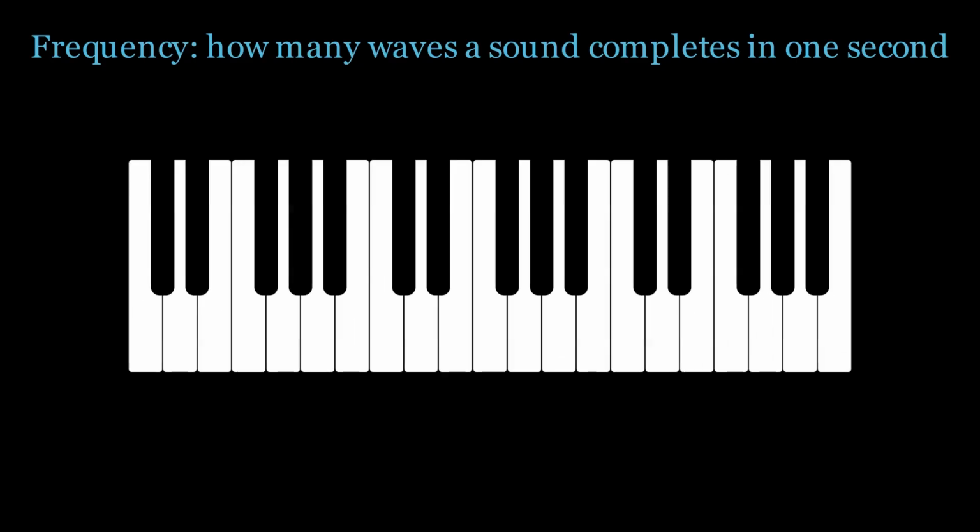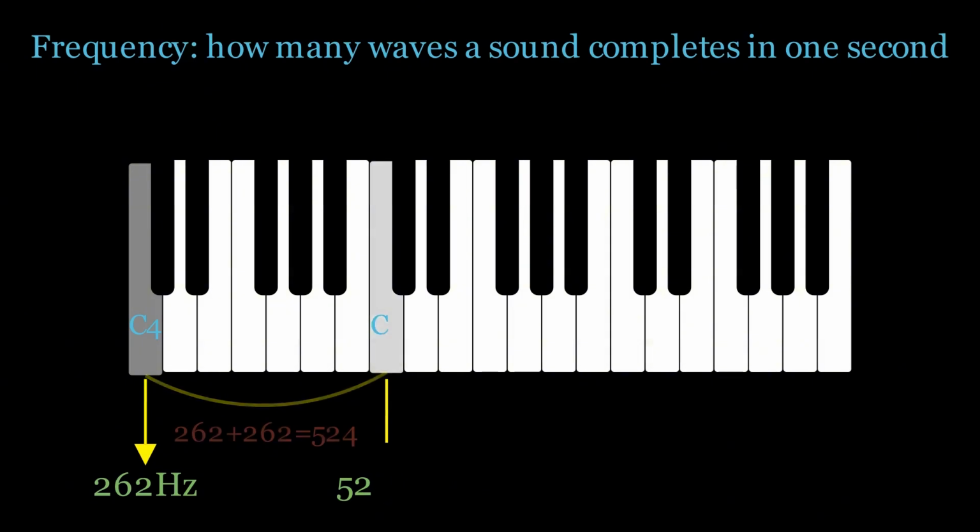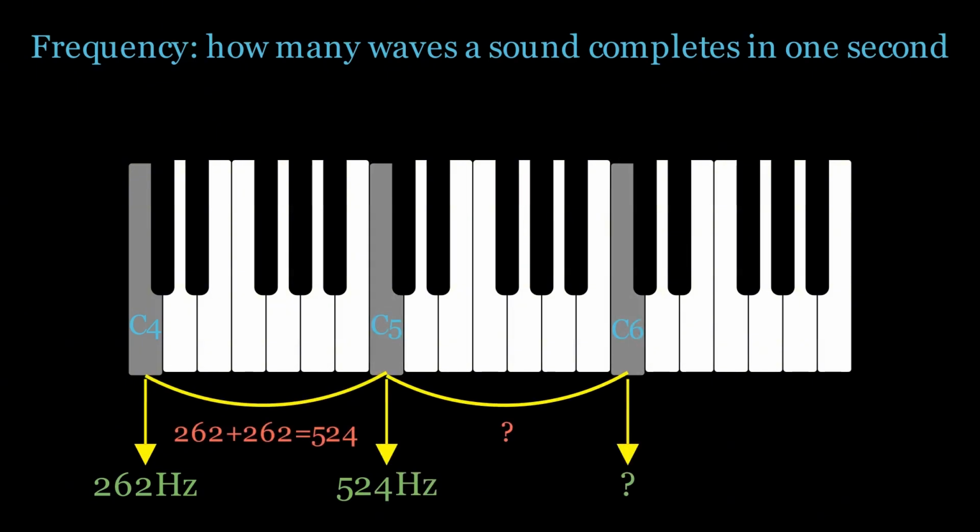The frequency of C4, which is the 4C on the piano, is around 262 Hz, and the frequency of C5 is 524 Hz. Take a guess, what will be the frequency of C6? Surprisingly, it is not 524 plus 262, 786 Hz. In fact, for every octave or cycle on the piano, the frequency doubles, so C6 is actually 1048 Hz.